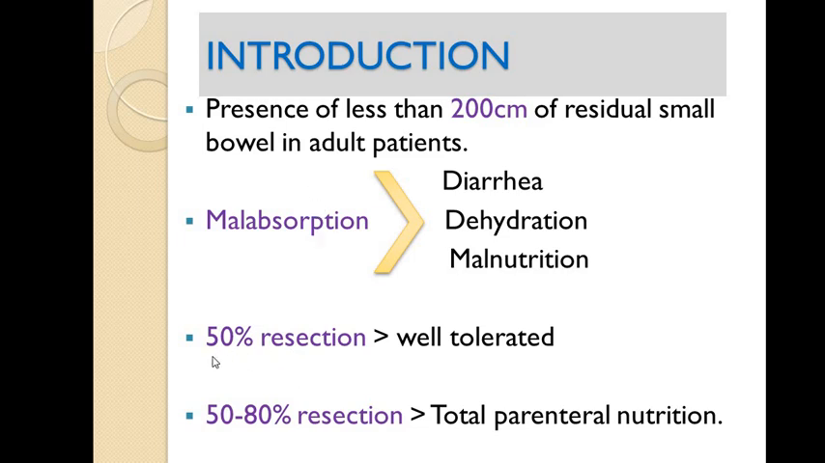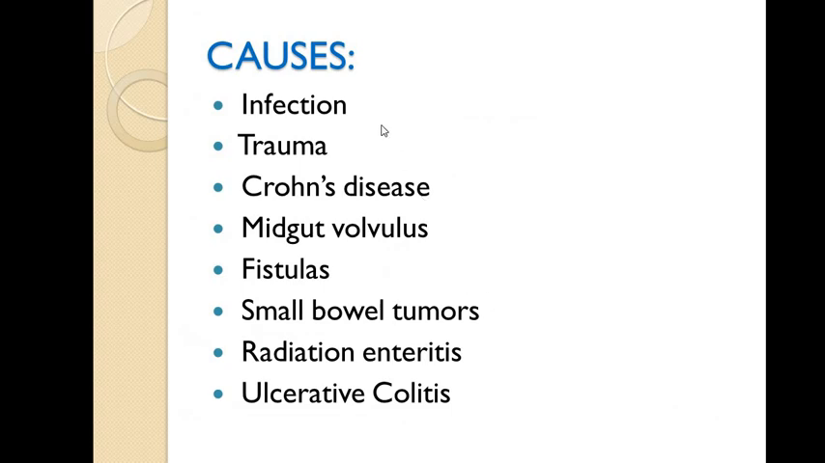On average, if 50% of the small intestine is resected, it will be well tolerated by the patient. But if 50% to 80% of small intestine is resected, that person depends upon total parenteral nutrition for his survival.